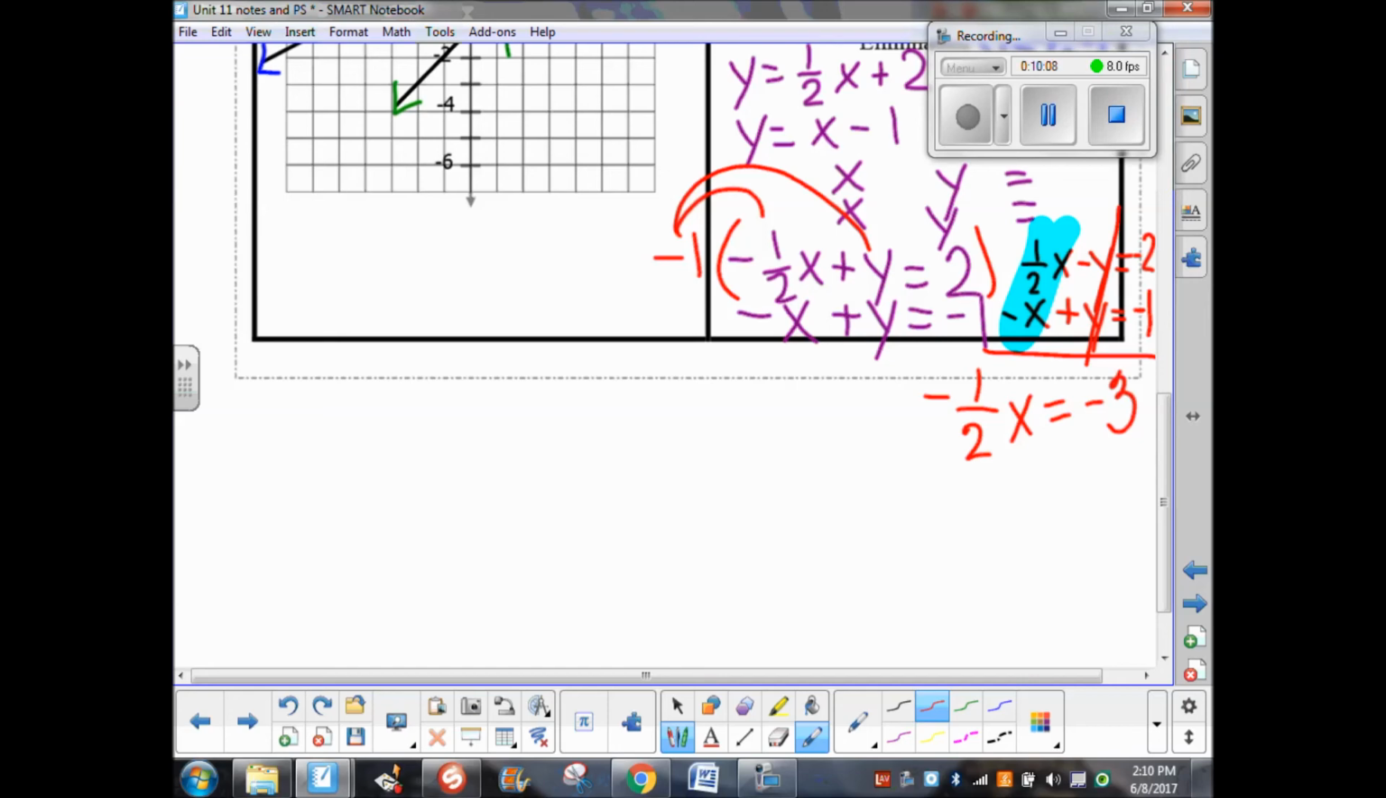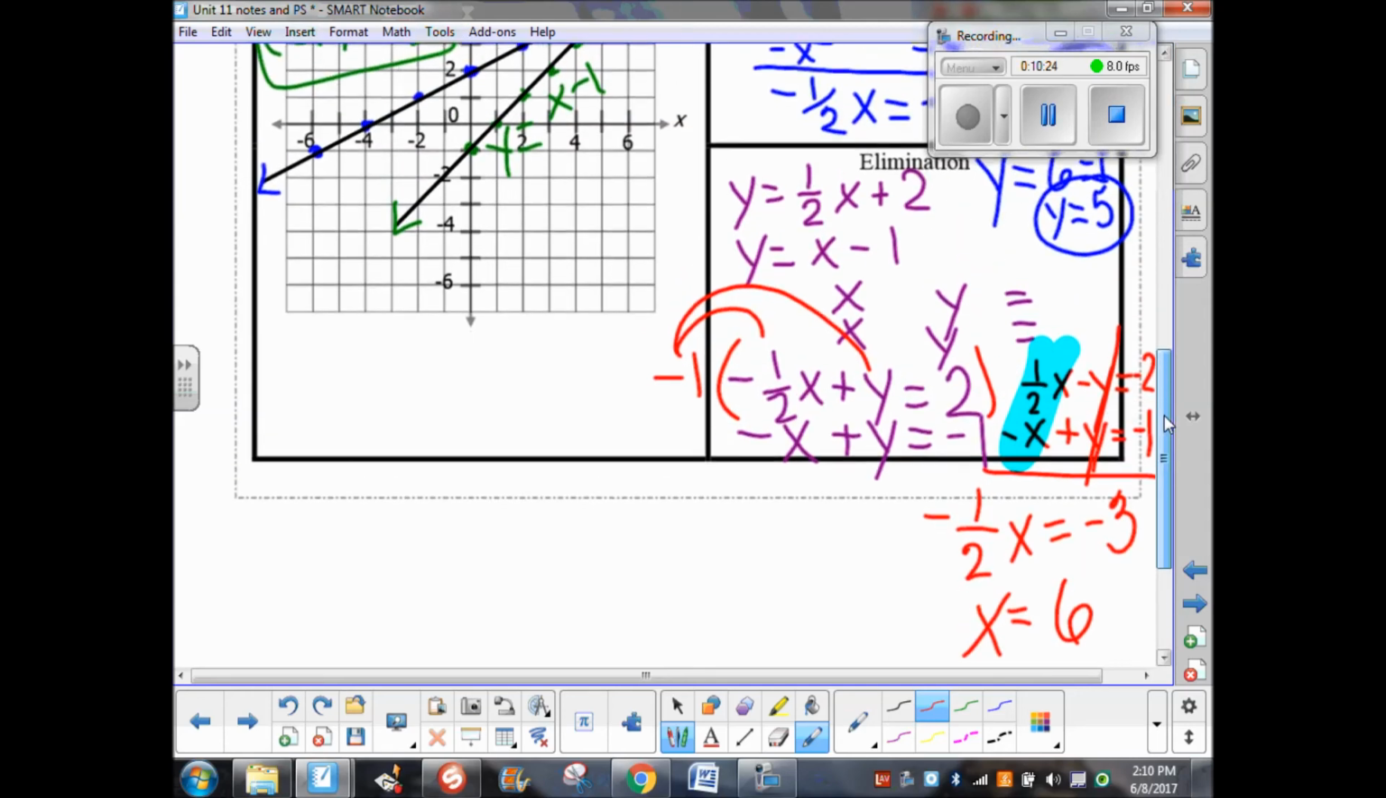Solve for x. What do we get? I bet you get 6. How do I get the y? Yeah, go back into one of the simpler equations, and it's that second one again. Okay, y is equal to 6 minus 1, so y is equal to 5. And my solution, 6, 5.